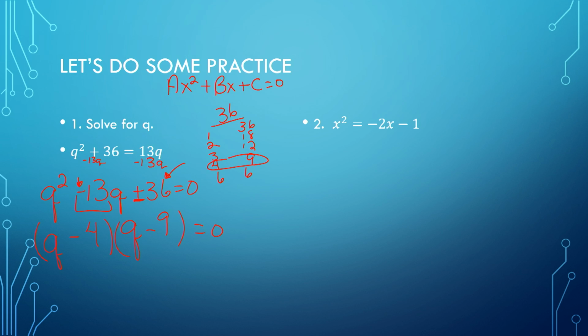Now, not quite done. Still need to get those Q's by themselves, so I'm going to make sure that each of these factors equal to 0 and get Q by itself. I'm going to add 9 to both sides here. Q equals a +9. I'm going to add 4 to both sides here, and Q equals a +4. Putting them in numerical order, 4, 9.